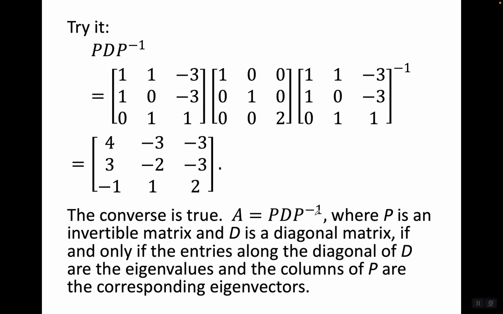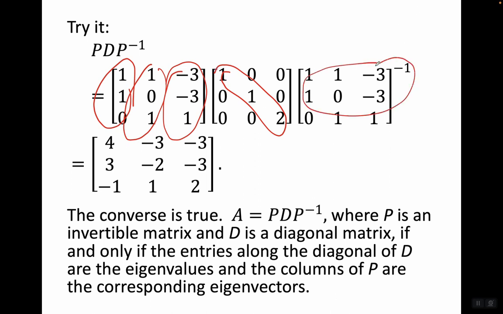Let's see if it works. So PDP inverse looks like this. Here's our matrix P. It consists of the eigenvectors for the matrix, and D is a diagonal matrix whose entries along the main diagonal are the eigenvalues. And then this is just going to be P inverse. When you multiply P times D times P inverse, you actually get A. So it really all works out.